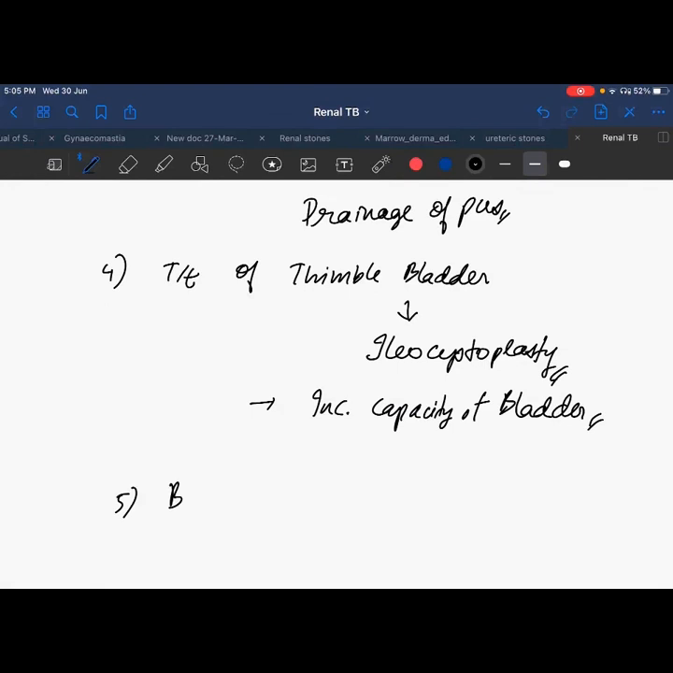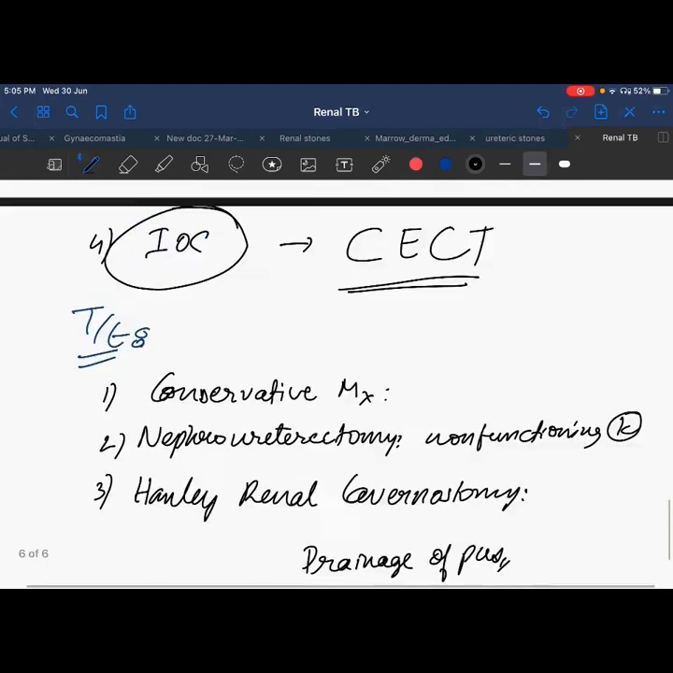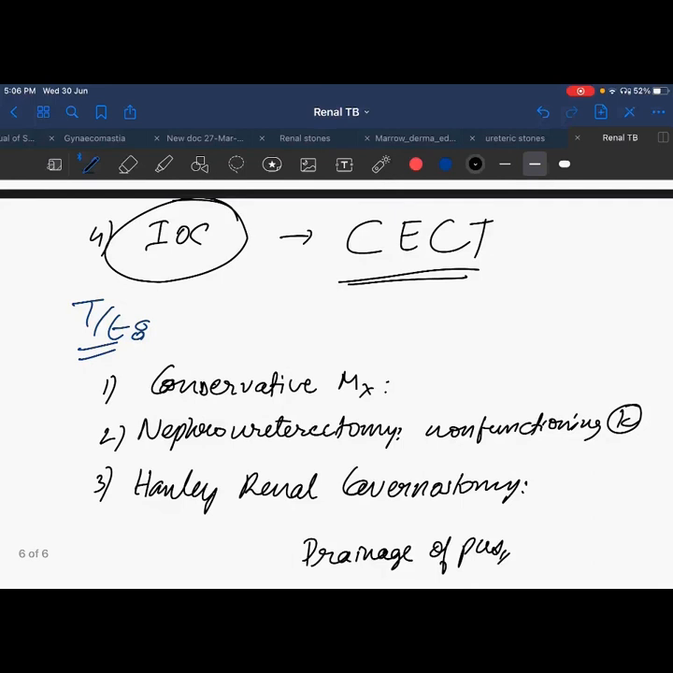So these are treatment modalities. There is something known as, just remember, it is not that important, body flap for ureteric stricture. If there is a ureteric stricture, that operation is known as body flap for ureteric stricture. So these are the treatment modalities.